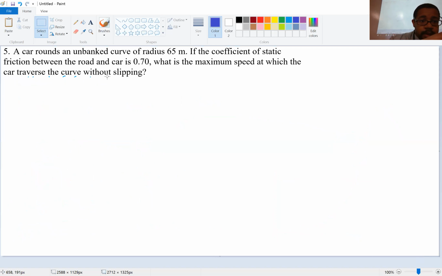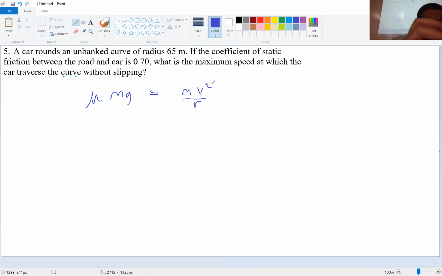Or with the units, I'm sorry. So we've got the coefficient of friction. So just remind us of what this was. mu times mg equals mv squared over r.